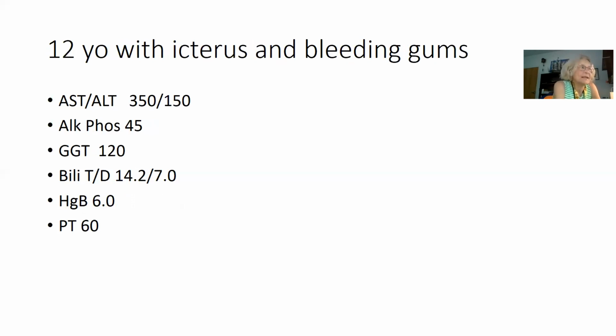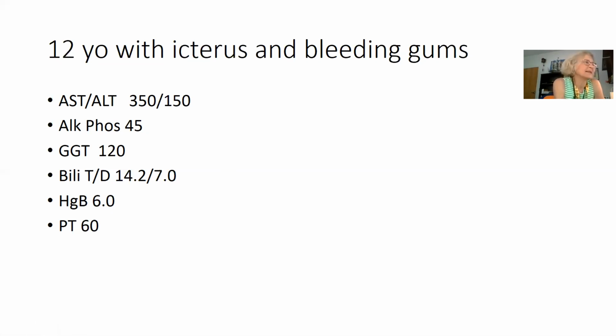Next patient, and this is the last one. This is somebody who has an AST of 350 with an ALT of 150. Alk phos is low. GGT is a little high. The coags are very prolonged. The kiddo has half direct and half indirect bilirubin, and the kiddo is anemic.